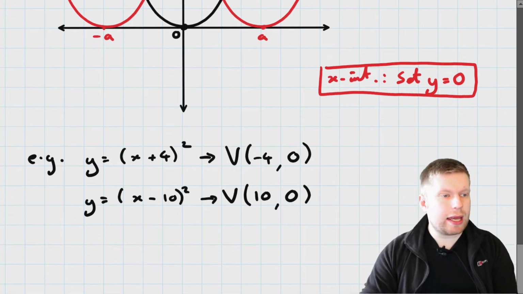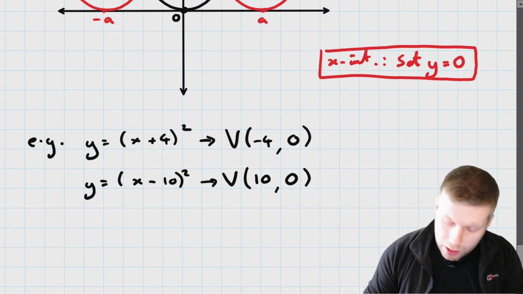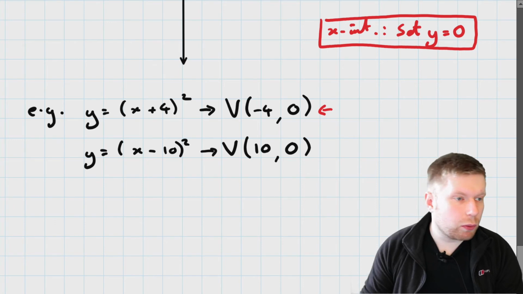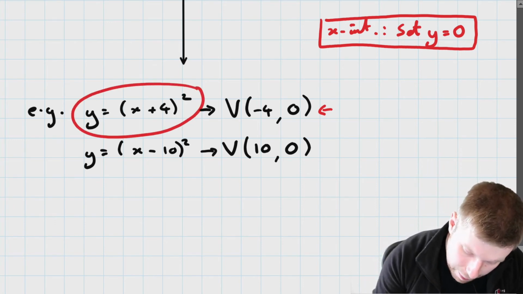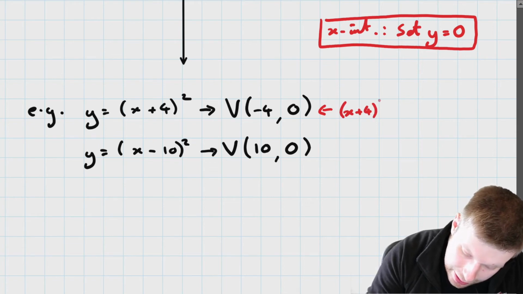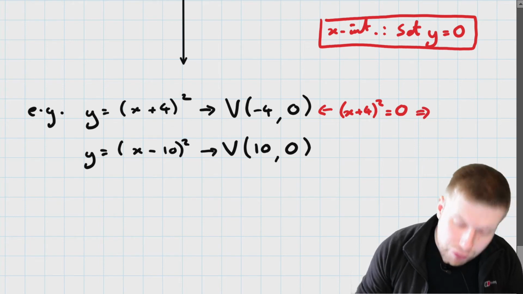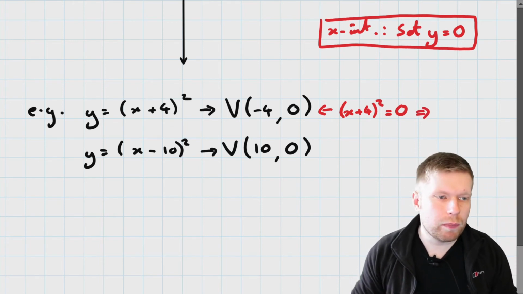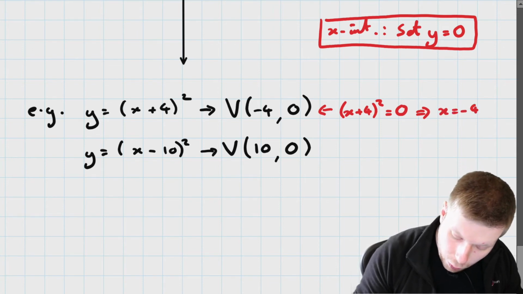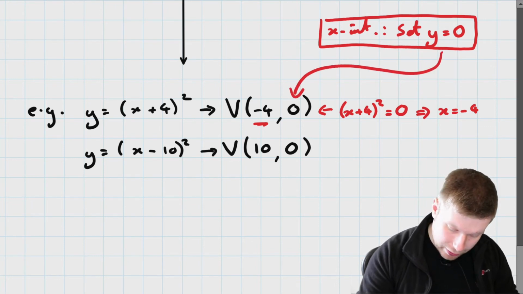So let's do that down here, because I know it's a horizontal shift, so I need to find the x-intercept. In this case, I'm just going to set y to be 0. Let's do it with this one here. If I set y to be 0, I get (x + 4)² = 0. If I solve that equation, I need to square root both sides, so I get x + 4 = 0. Then I take away 4 from both sides, so x = -4. That's where my -4 came from there. And I already know why, because I've set y to be 0.